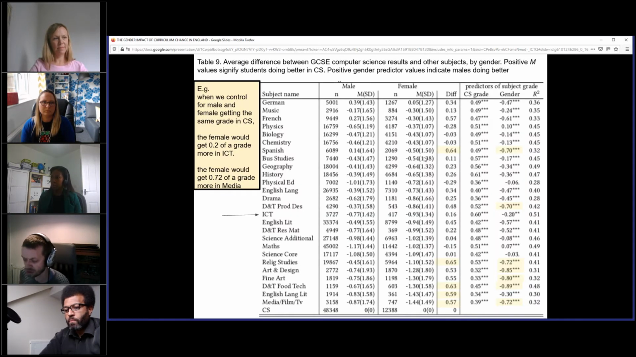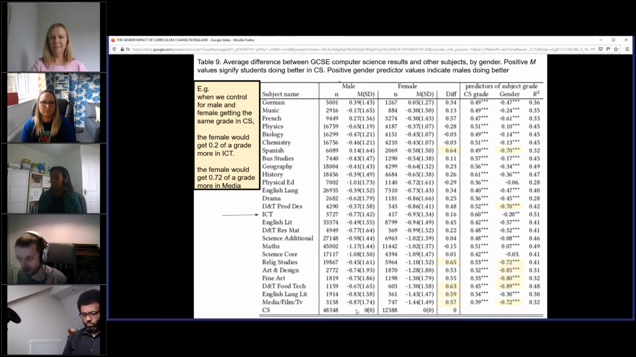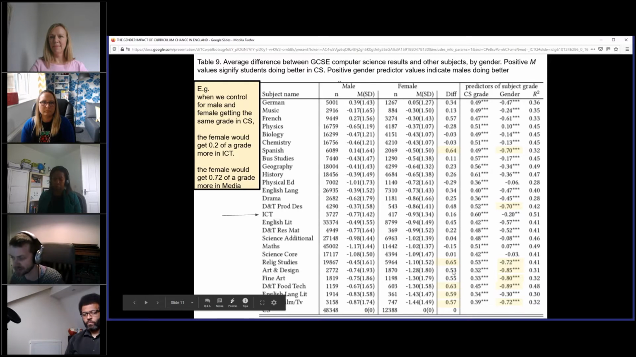Now, computing is one of the hardest courses, out of all the courses, to get a good grade in. What this is showing is, for all the students who took computer science and another subject, what was the difference between their computer science grade and their other grade? As you can see for media at the bottom, computer science males taking media got 0.87 of a grade higher on average in media than they did in computer science. For females, it's 1.44 of a grade higher in media studies than it is in computer science.